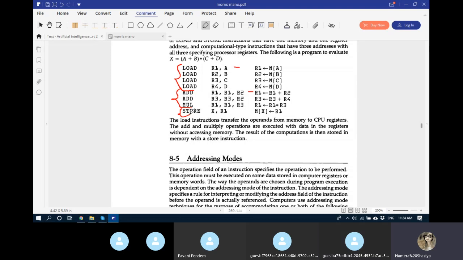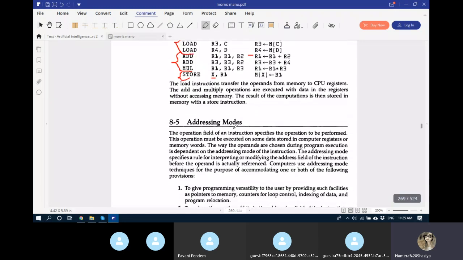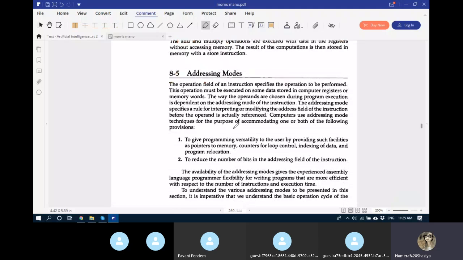Okay. So load all: you are loading contents of A, B, C, D into four registers R1, R2, R3, R4. And then you are adding R1 and R2 and storing in R1. And you are adding R3 and R4 and storing in R3. And then multiplying R1 and R3 and storing the result in R1. And finally, you are storing the final result into memory with address X, M of X. Okay. That was about instruction formats.